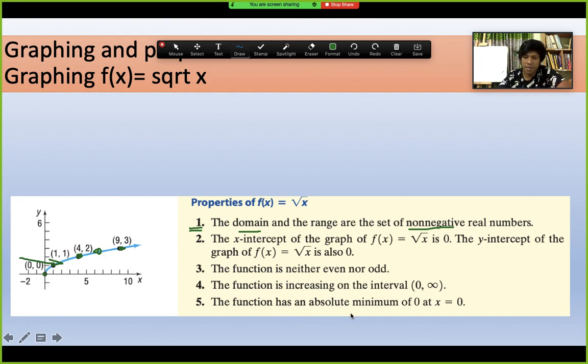The function has an absolute minimum of 0 at x equals 0. So this is the lowest point of the graph, because after this point the graph will not go down. That is the absolute minimum. So we can actually decide what the lowest point of this graph is. Okay.